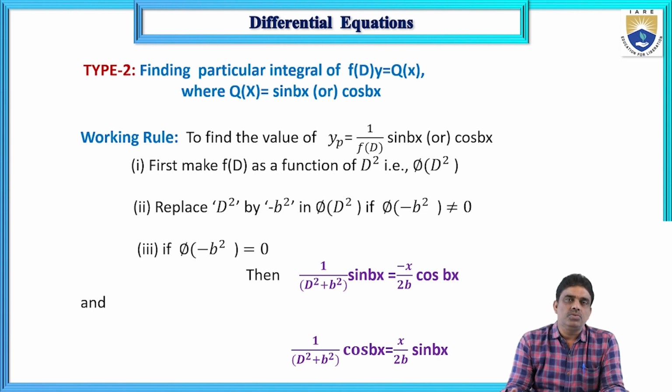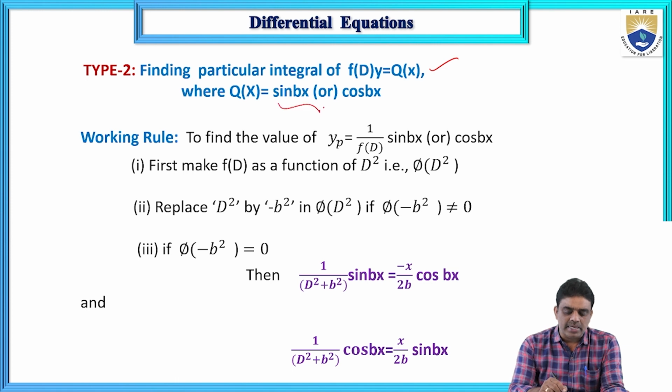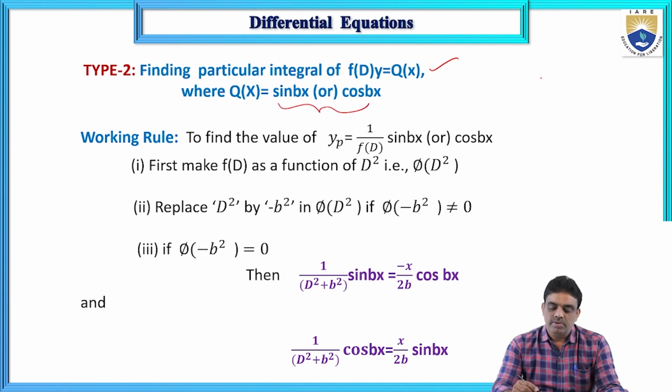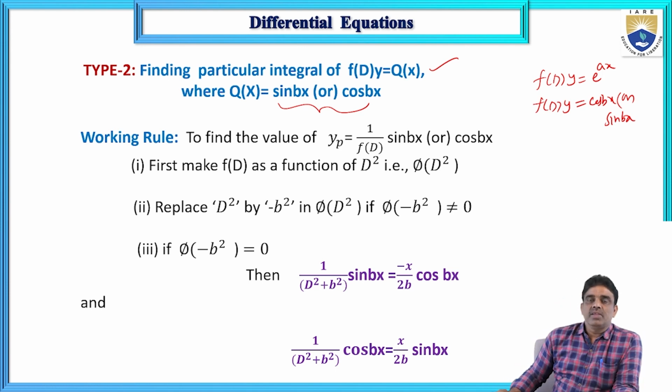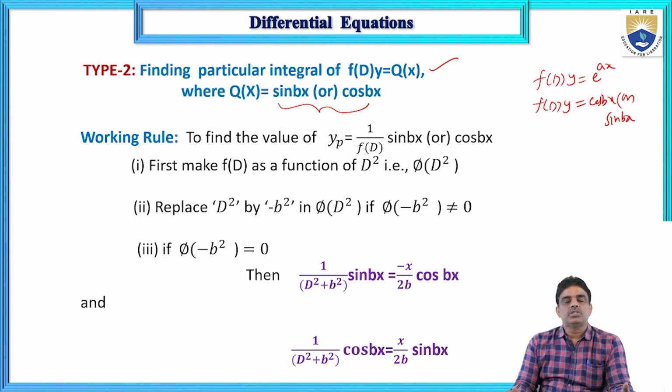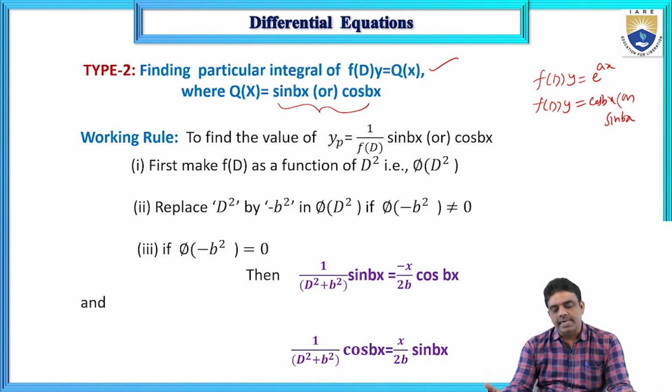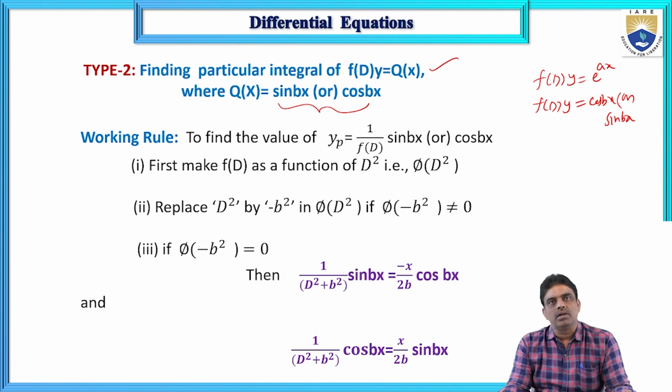Similarly, I would like to see the type 2 model. So what is type 2? Finding the particular integral of f of D into y is equal to Q of x, where Q of x is equal to either sin bx or cos bx. This is the second model. In the first model, we have seen f of D of y is equal to e power ax. In the second model, f of D of y is equal to cos bx or sin bx. If such a function is on the right hand side, we can approach this model. This is also a shorter method to find the particular integral when the right side function is either sin bx or cos bx.